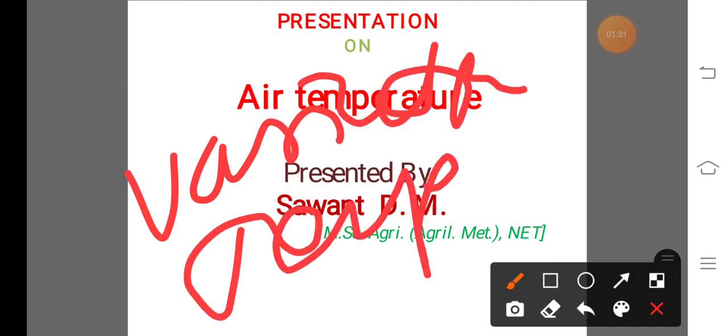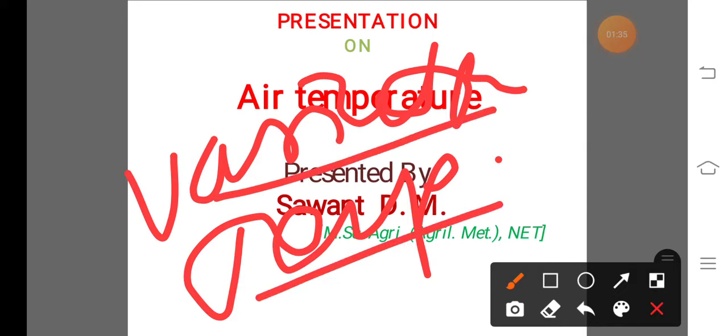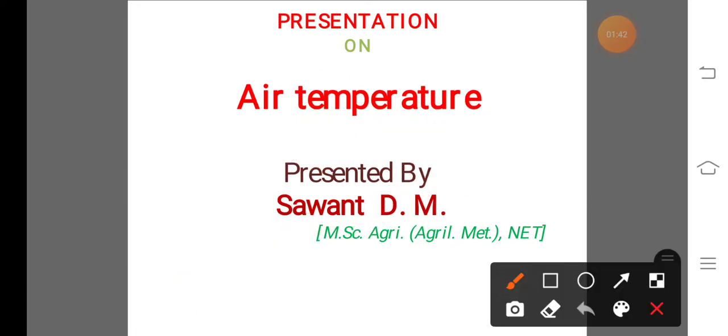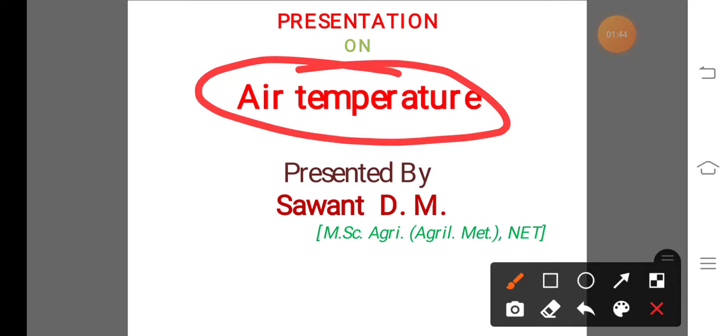Some content is also included, that means the variation in temperature. This content we have already discussed in the theory lecture of the topic air temperature and variation of air temperature. In case of air temperature variation, horizontal variation, vertical variation or seasonal variation of temperature, we already discussed in the theory topic.